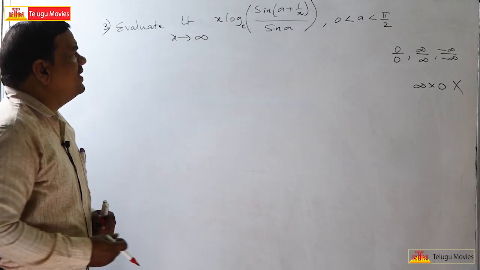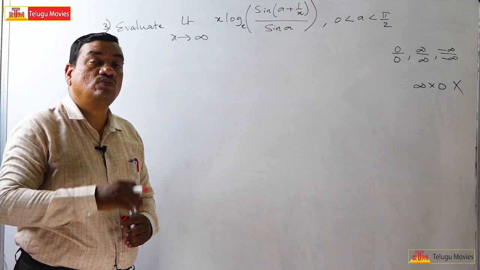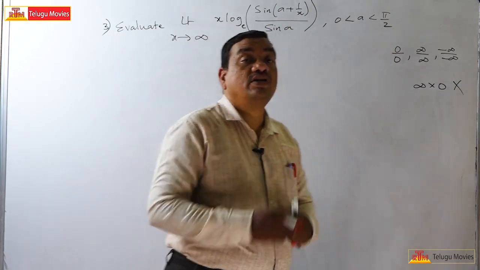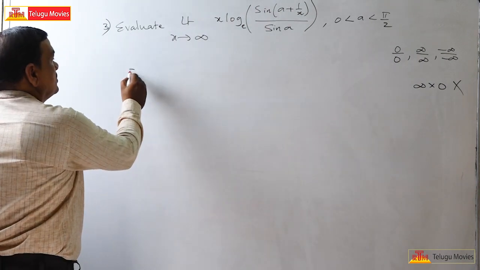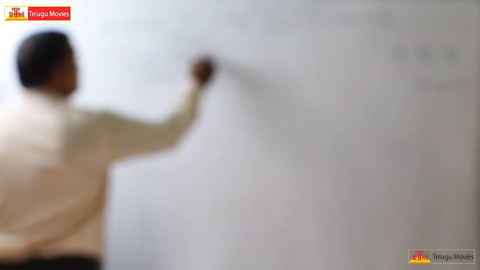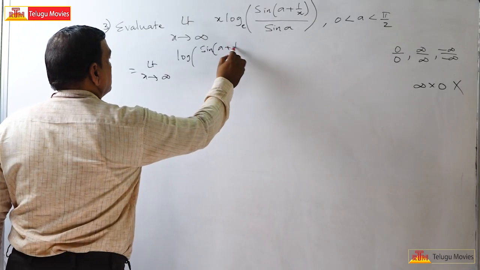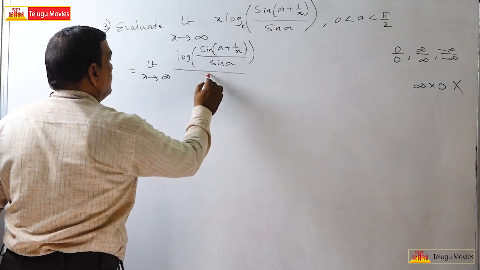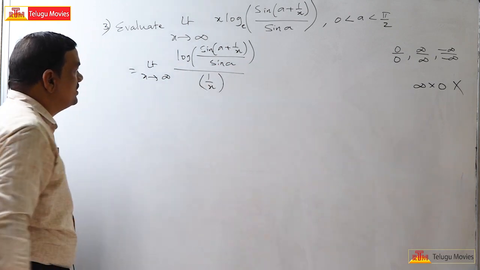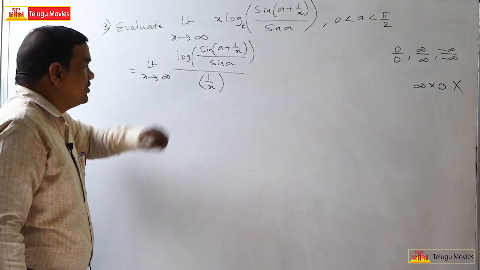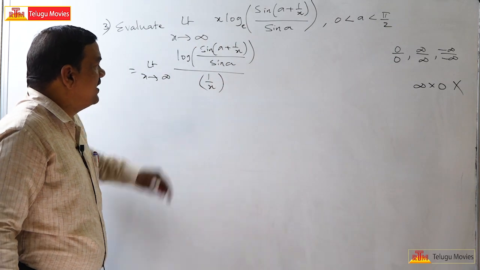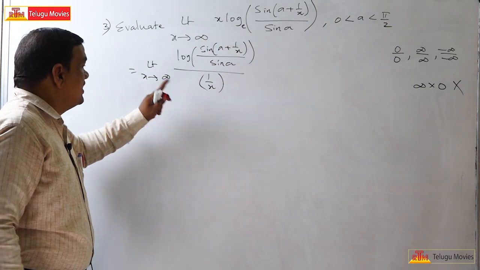Then a little bit of a small change will make this function into 0 by 0 form. See here how we will do this. Limit x tends to infinity of log of sine of a plus 1 by x divided by sine a, whole divided by 1 by x. Now observe here, directly you should not do this problem. So now change it: in place of x, can I write 1 by x?